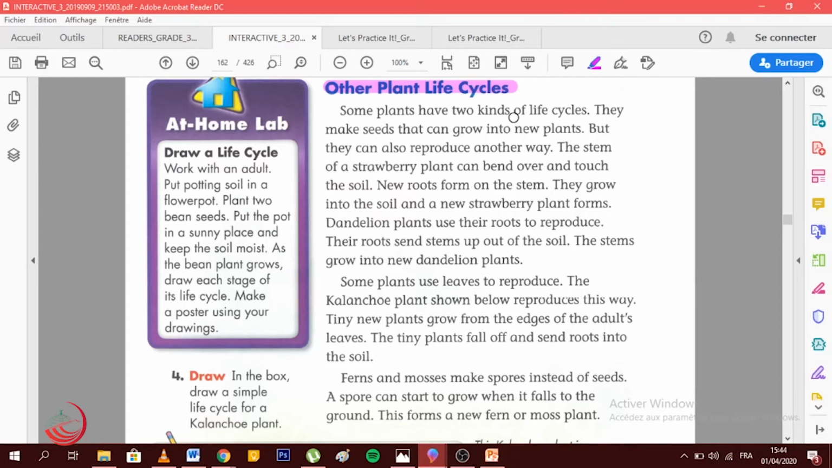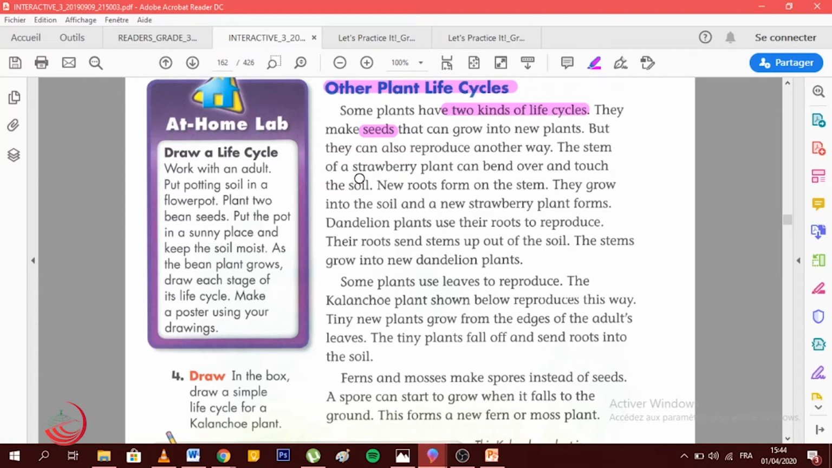Some plants have two kinds of life cycles. They make seeds that grow into new plants, but they can also reproduce another way. That's pretty interesting. So they don't have only one way that they can reproduce, but two ways. Let's read about it. They can reproduce through seeds, as we all know, but there is another way. What is this way?